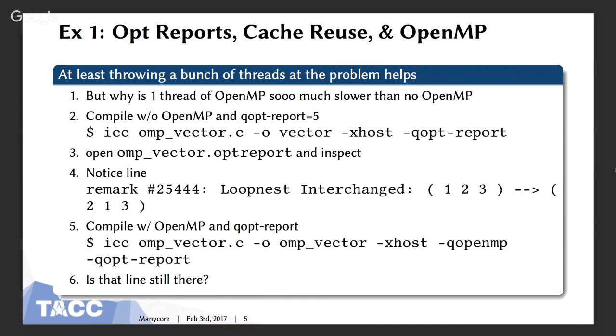Why is one thread with OpenMP slower than without? So check it out to figure it out. Look at the optimization. It does some loop interchange when you don't use OpenMP. And why doesn't it do that with OpenMP? Oh, with OpenMP it has to respect the parallel loop. What a contrived example. Okay, now I get it.